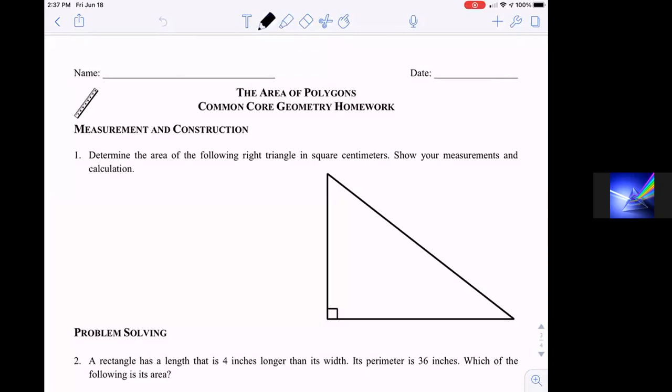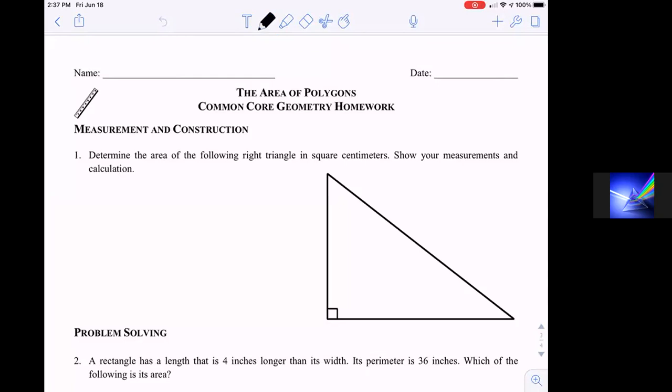Hello and welcome. In this video tutorial, we're going to take a look at the solutions to the homework for Unit 8, Lesson 1, the area of polygons. Let's begin.